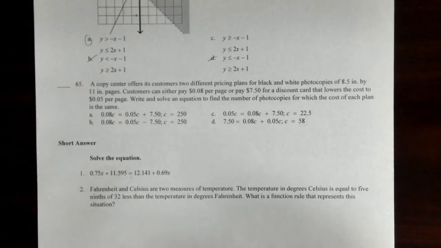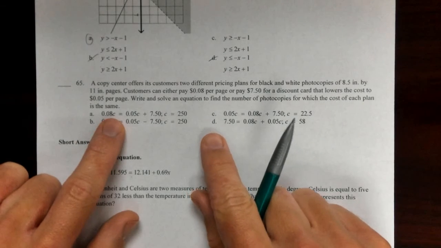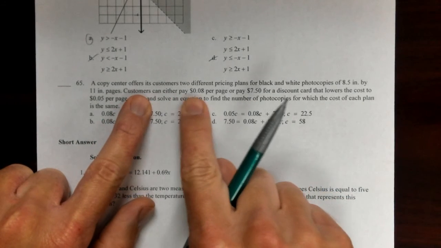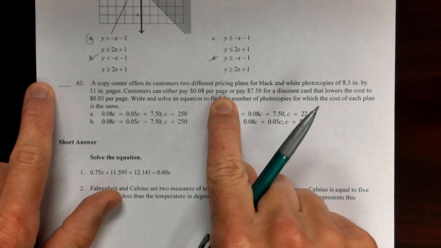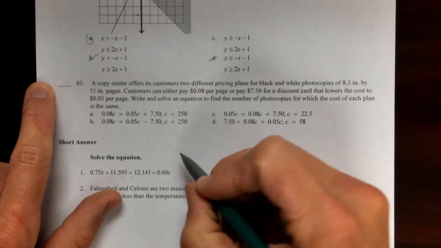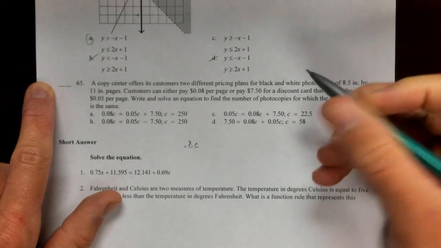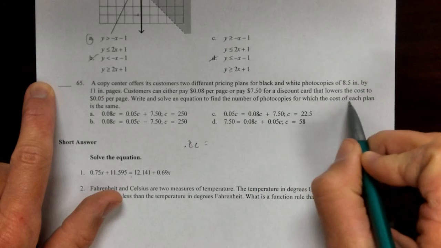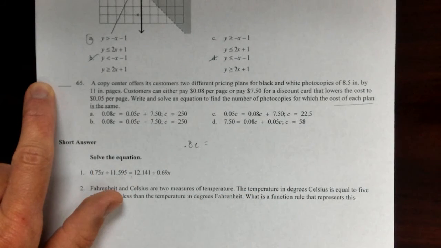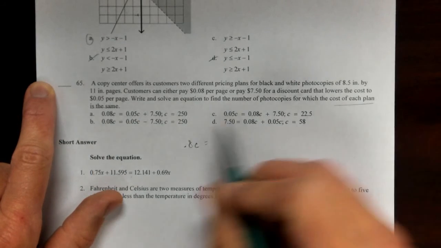Alright, so we know we want their costs to be the same. So now, the first cost is going to be they can either pay 8 cents per page, right? So we don't know how many copies they're making, so it would be 0.8 times C. 0.8 times the number of copies. Now that needs to be equal to, right, because we want to find where they're the same for each plan.